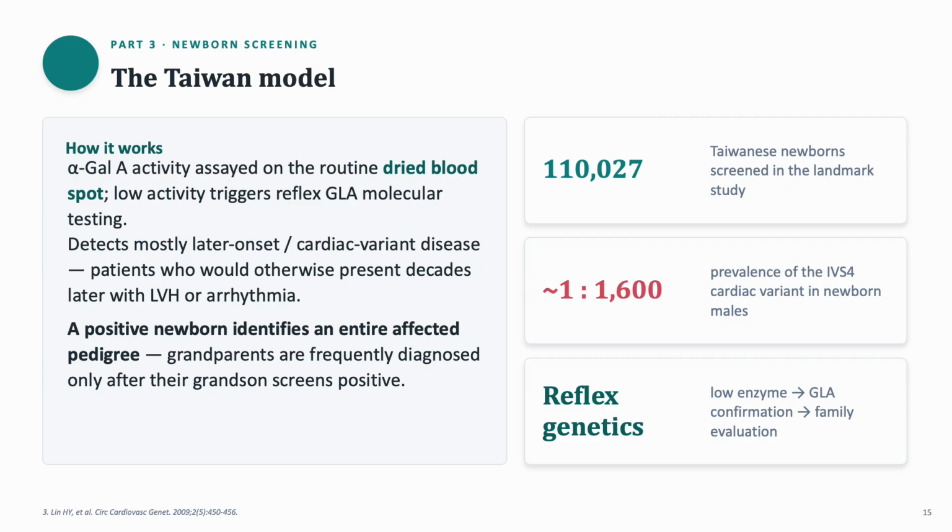Taiwan pioneered nationwide newborn screening for Fabry disease. The model is elegant. The same dry blood spot used for the other newborn metabolic screening is assayed for alpha-Gal A activity. A low result triggers reflex genetics. Because the common Taiwanese variant is the late-onset cardiac type, screening identified many babies who would otherwise have suffered decades later with LVH and arrhythmia, giving us a chance to monitor and intervene before irreversible damage.